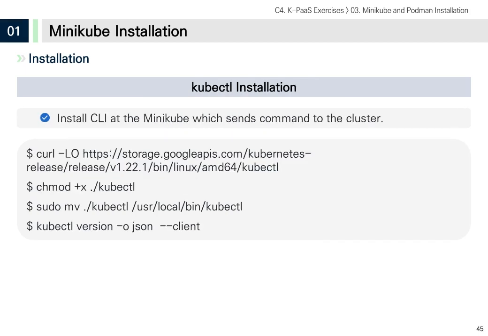Next, we'll install kubectl, the CLI tool for sending commands to the Minikube cluster. Download the kubectl version 1.22.1 release with the command in the textbook. After applying execute permissions to the binary with the change mode command, move it with the next command. To make sure the installation went well, finally check the version.